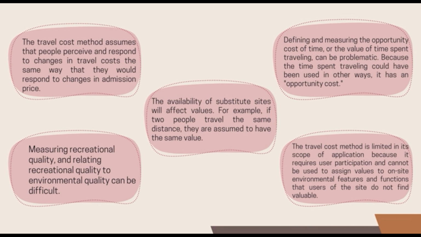Next is that the availability of substitute sites will affect values. For example, if two people travel the same distance, they are assumed to have the same value. Measuring recreational quality and relating recreational quality to environmental quality can be difficult. And last but not least, the travel cost method is limited in its scope of application because it requires user participation and cannot be used to assign values to on-site environmental features and functions that users of the sites do not find valuable.